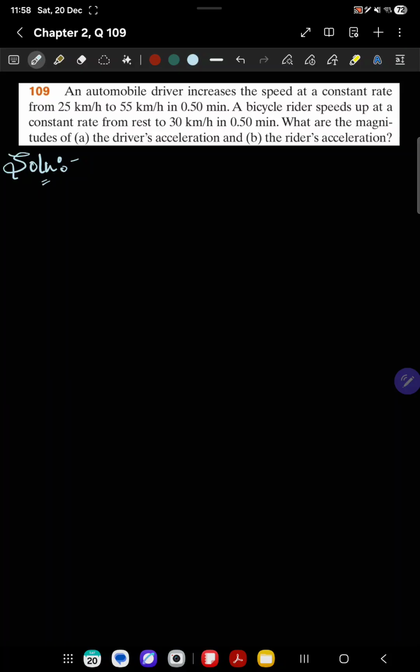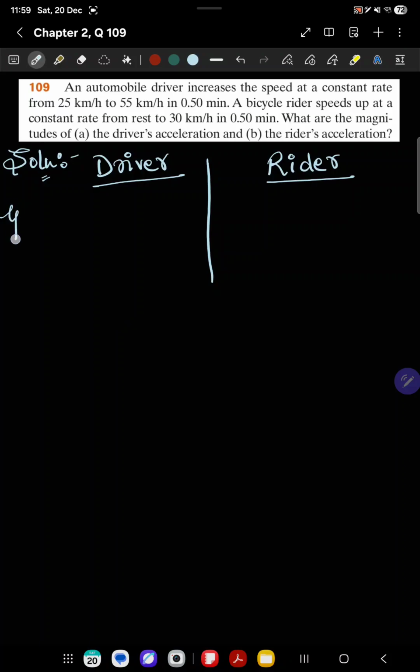So here two parties are getting discussed. First is the driver, second one is the rider. Now let me write what all has been given. So given for the driver, it's given the initial velocity as 25 km per hour.